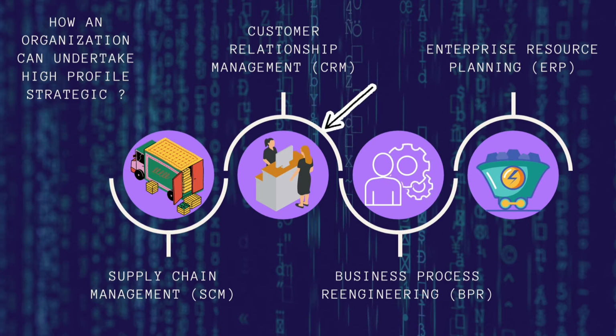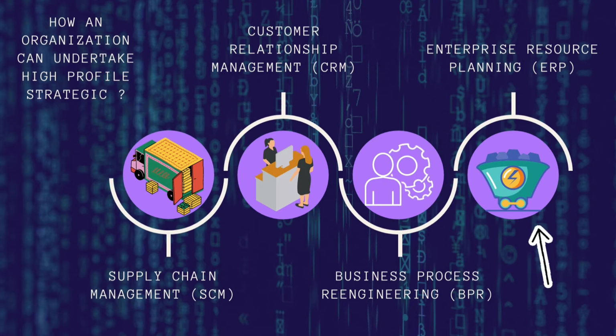Next, Customer Relationship Management, CRM. CRM helps the organization to understand and manage their customers effectively. Next, Business Process Reengineering, BPR. BPR is the analysis and redesign of workflow within and between enterprises. The purpose of BPR is to make all business processes the best in class.